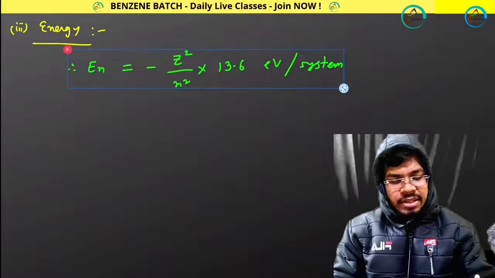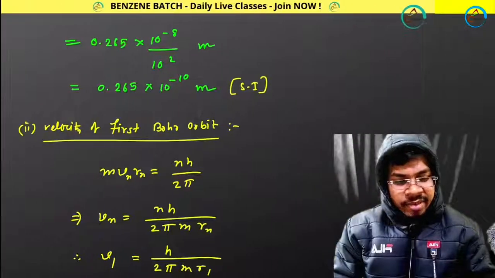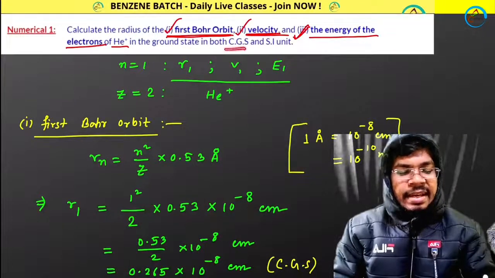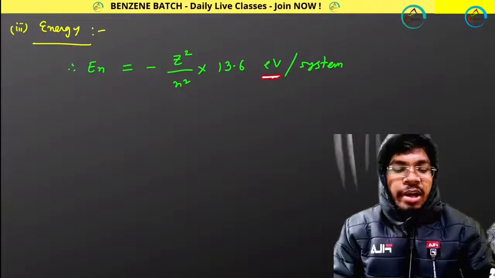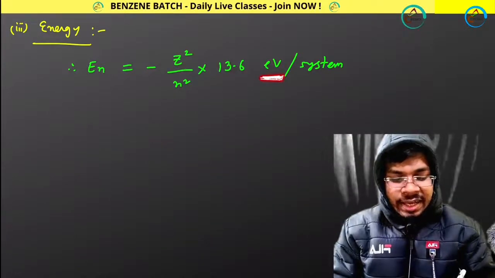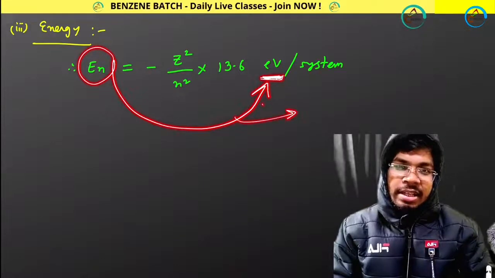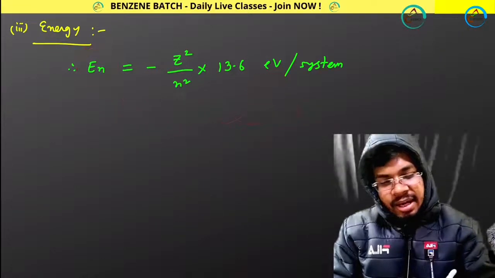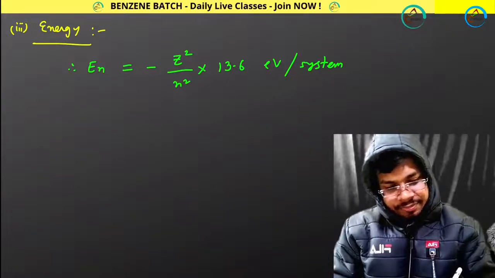This equation is the basic and more general equation. But here they are asking me to calculate the value in CGS and SI unit, while this energy value will come as electron volt. So let it stay in electron volt. Once we get the energy value, we will convert this electron volt value to joule or erg, that means in SI or in CGS.